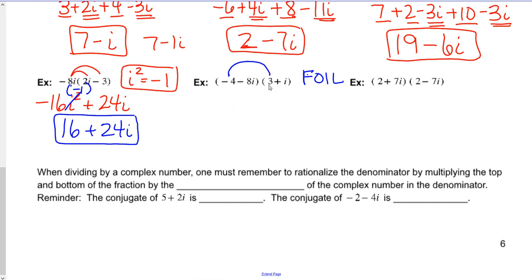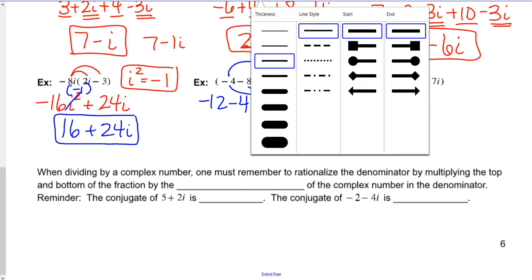So -4 times a positive 3 is a -12. Outside becomes -4 times a positive i, which is -4i. Inside, -8i times a positive 3 is a -24i. And the last term becomes a -8i times a positive i. Well, negative times a positive is a negative. And I have an 8 with an i times an i becomes an i squared. All right, so now, again, no i squareds, and we have to combine like terms.